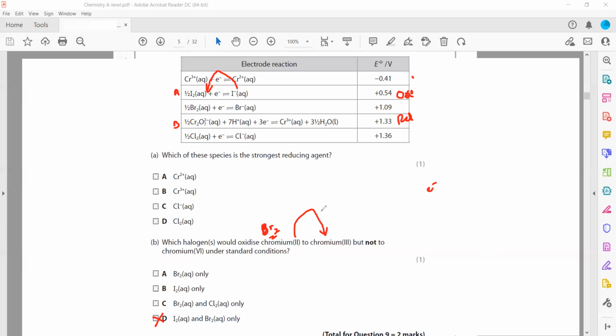So this was about all the redox reactions. Next session we will do more questions.